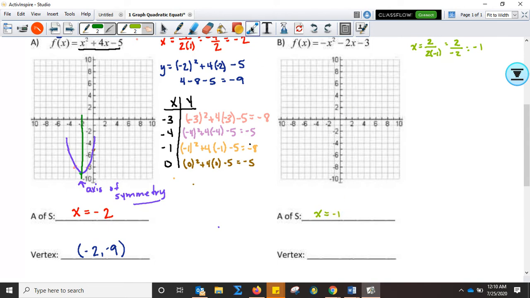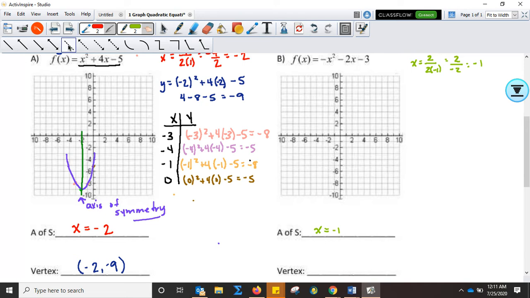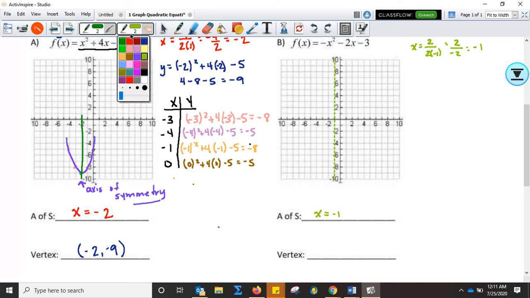So what that means is, I'm going to draw it right here at -1, that your graph is going to turn at that point, somewhere on that side. Okay, so now let's find my vertex.